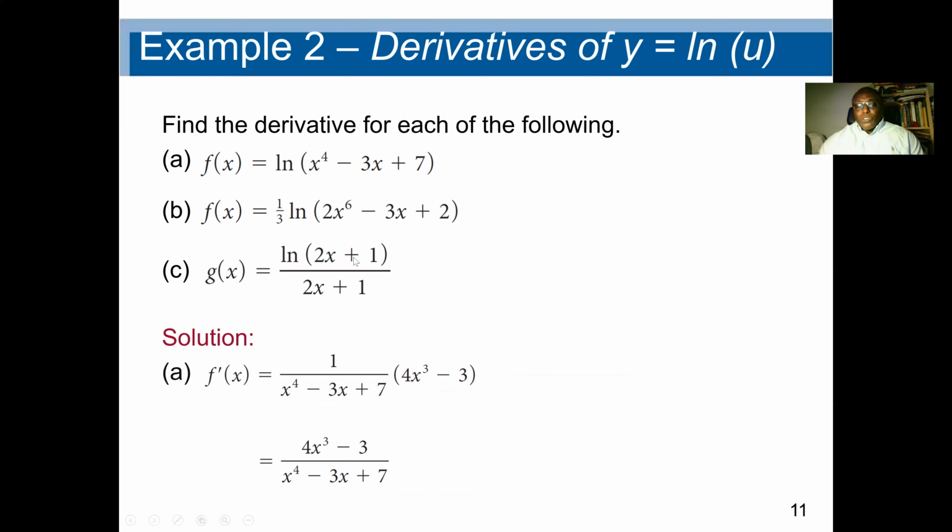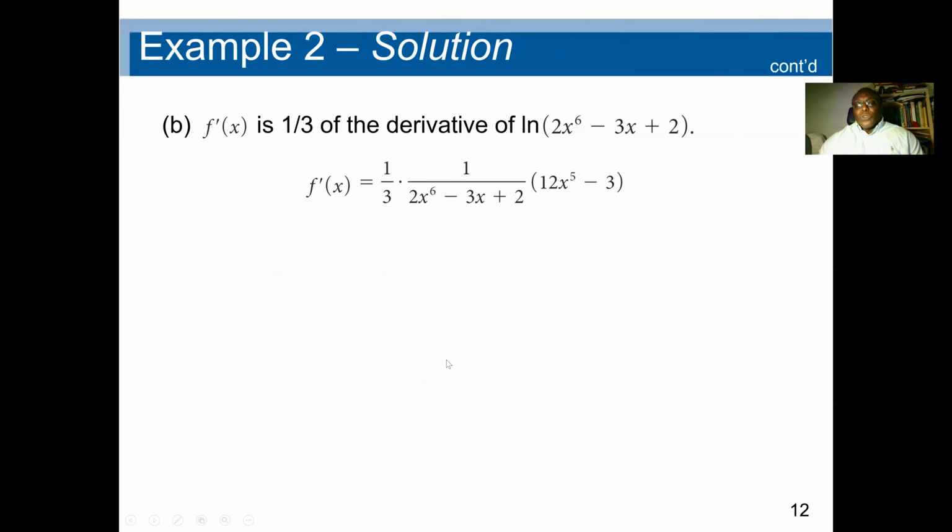So the quotient rule says first we should find the derivative of the top times the down. I mean, the top is the numerator, derivative of the numerator times the denominator minus derivative of the denominator times the numerator, all divided by the denominator square. So here we get 1 over 2x plus 1 times 2 times 2x plus 1 minus derivative of 2x plus 1 will give us 2 times natural log 2x plus 1. Everything divided by 2x plus 1 all square. And that's what we have here.